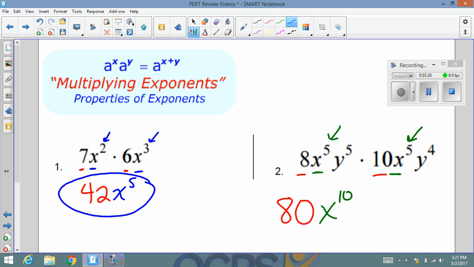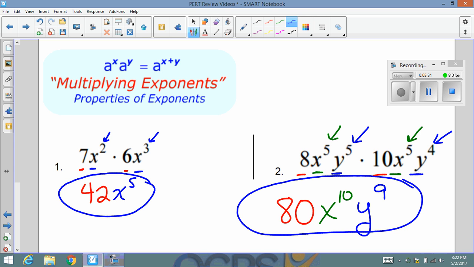Now notice here I also have y's. So a base of y and a base of y. So I'm going to keep the base. 5 plus 4 is 9. So when you're multiplying the coefficients, you just multiply. The numbers in front, you just multiply. If you have powers, you look for the ones with the same base, keep the base, and add the exponents.